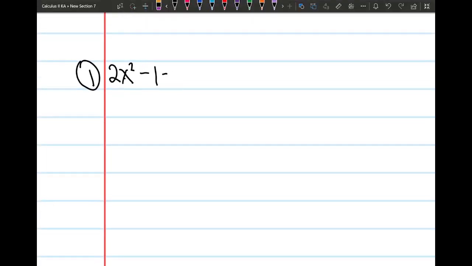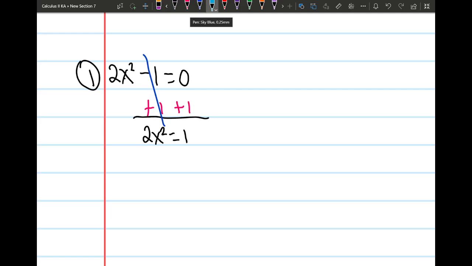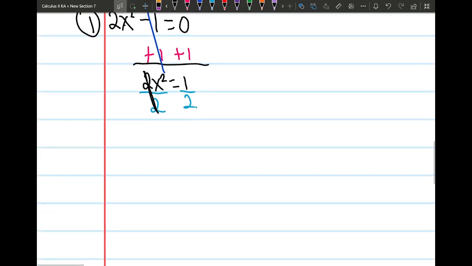Now, with square root method, it is a little bit different. It's already equal to 0, but here it is okay to get rid of the constant that's getting in the way, kind of like linear equations. So we would cross this out, and this would be 2x squared is equal to 1. From here we would divide by 2, and this cancels out, and we would get x squared equals 1/2.